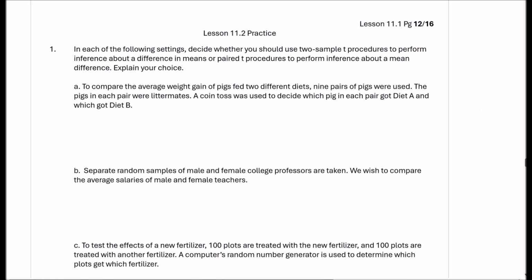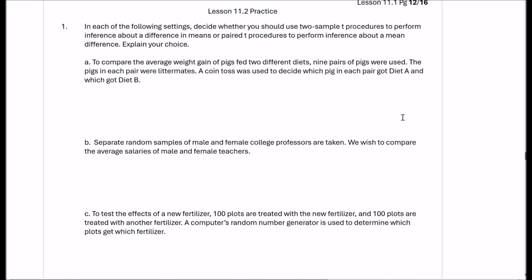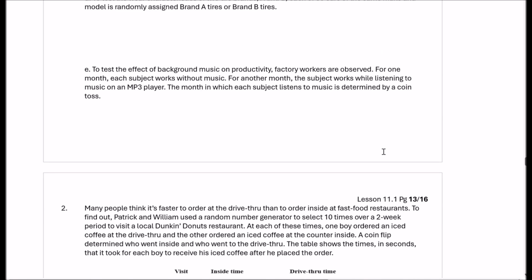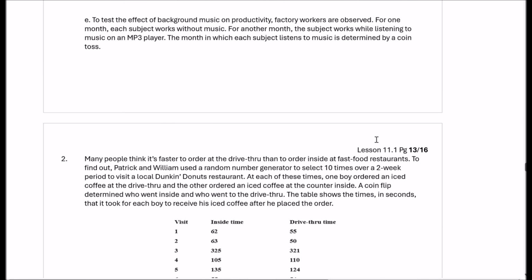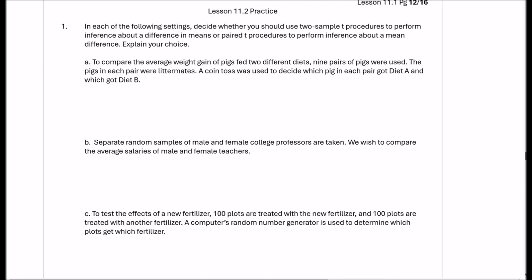So we're going to look at 3 questions from the practice, and we are only assigning number 2 and 3, but I'm going to go over number 1 as well. So let's go ahead and get started.